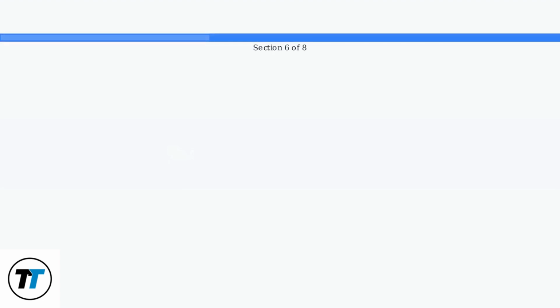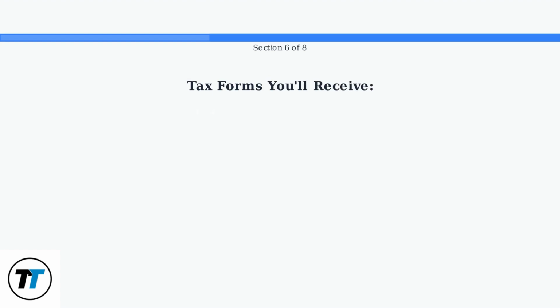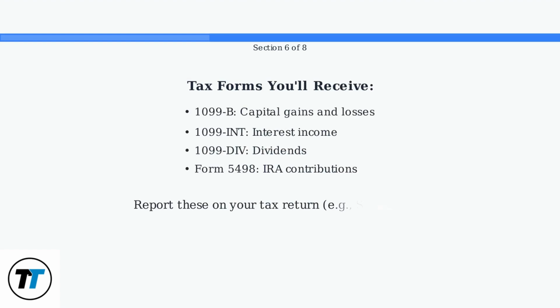After closing your E-Trade account, you'll receive important tax forms that must be reported to the IRS. These include Form 1099-B for capital gains and losses, 1099-INT for interest income, and 1099-DIV for dividends. If you had an IRA, you'll also get Form 5498 showing your contributions. These forms detail your investment income and must be included on your tax return. For example, use Schedule D to report capital gains and losses from the 1099-B form.